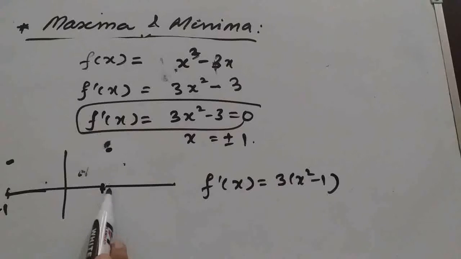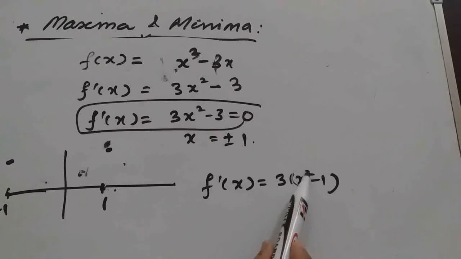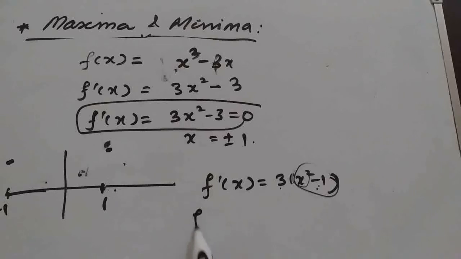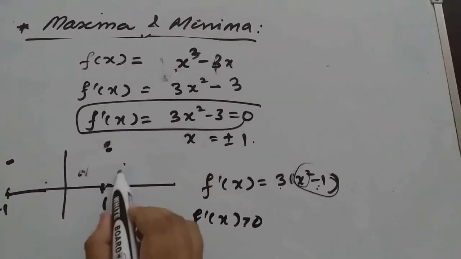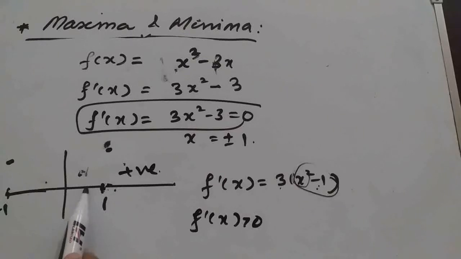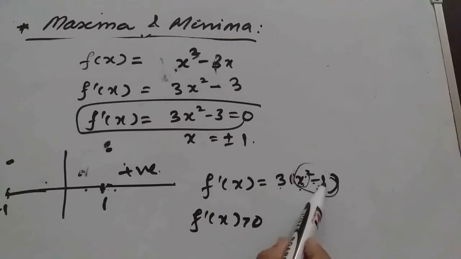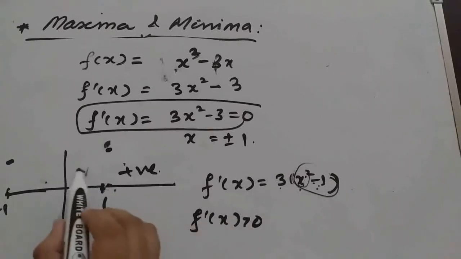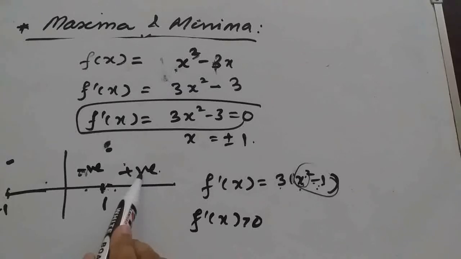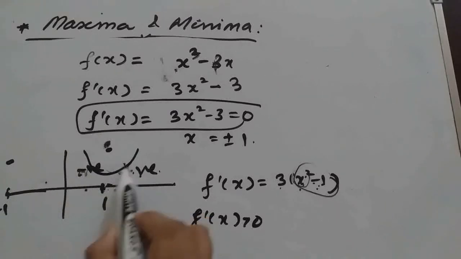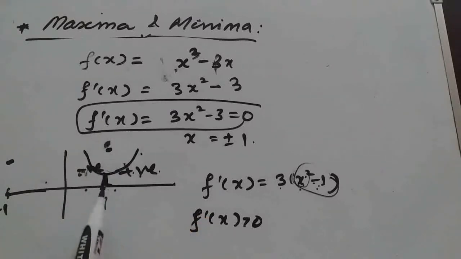So suppose for 1.1, this value will be greater than 1, so the subtraction will be positive. So here the answer is positive. Take some smaller value, 0.9 suppose. So 0.9 square will be less than 1, so here it is negative. So we are going from negative to positive. So the function will have minima, isn't it? This type of curve goes from negative to positive, so the function will have minima. Similarly, you have to check for the other point also.